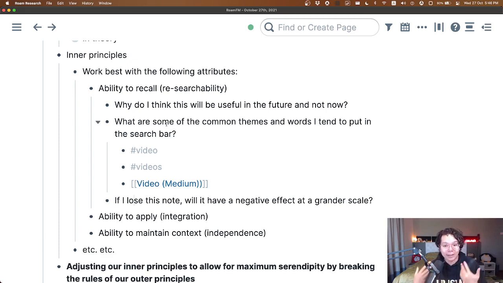It will take a lot of time before you conclude with, yes, I think this will fit, or no, I think I should just stop doing this because it's pointless, etc. So trying these out, no matter what, would really help you. And another question would be, if I lose this note, will it have a negative effect at a grander scale?